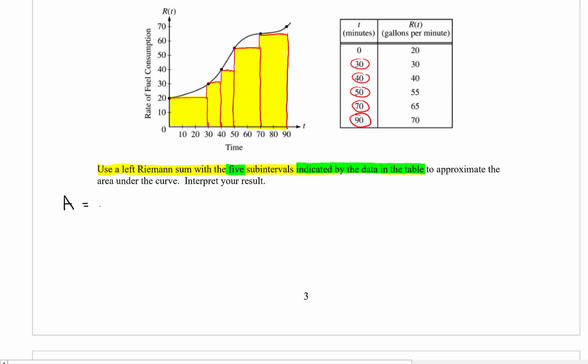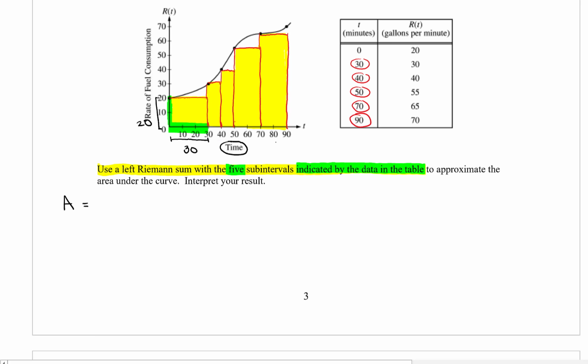I wrote A here to represent area. And I put A equals, and we're going to have to find the area of each one of these individual rectangles. For the first rectangle, the one that's most on the left, I have highlighted the base or the width, and I have drawn a line under it, and I wrote 30. I've also highlighted the side, the height, and I wrote 20 next to it. So I'm basically going to have to multiply 20 times 30.